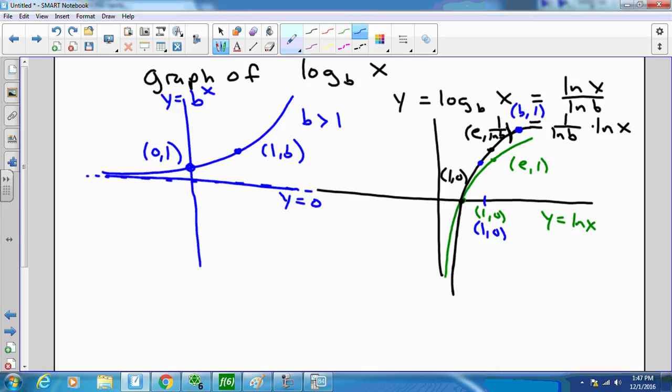So we have these two complementary ways of looking at the graph of log base b of x, either as a transformation or stretch of natural log x, or as the inverse of b to the x. And those give us the same answers. Does that make sense to everybody?